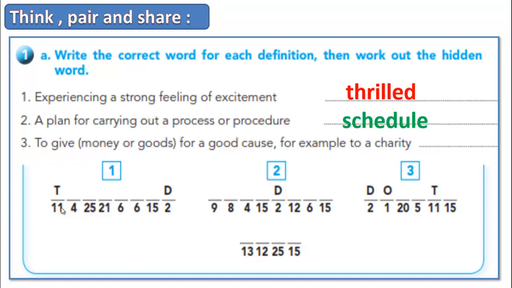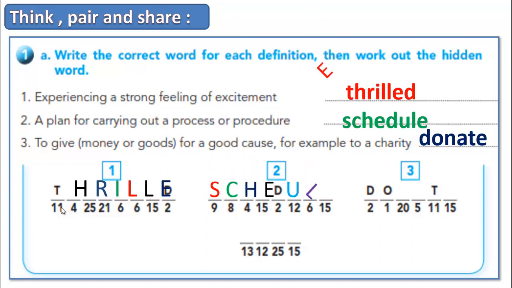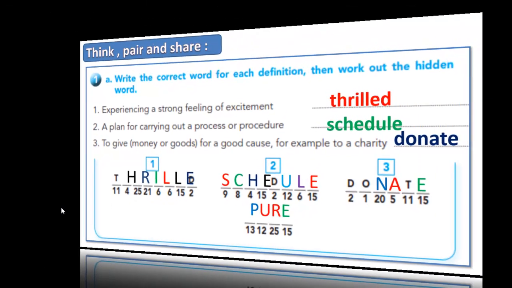Third one here, when you give money for a good cause, for a charity. It's a word that starts with letter D. That's right. It's going to be what here? Donate. So when we write them here: thrilled, schedule, donate. So the hidden word is what here? Excellent. Pure. Now let's move to the next exercise that we have.